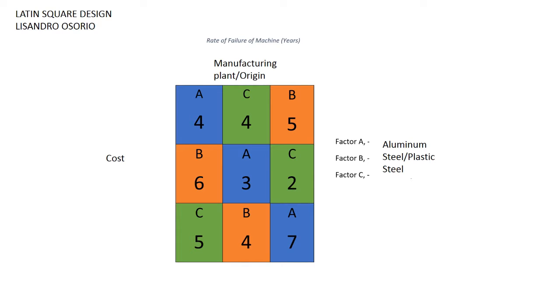Here, the rate of failure of a machine is being tested. We want to find out which material gives us the least rate of failure. However, we know that materials can have different factors affect their outcome, and it's our job to see how we can incorporate these blocking factors onto our data.